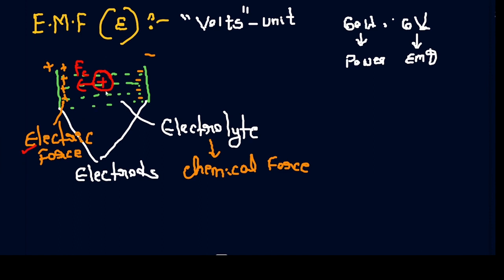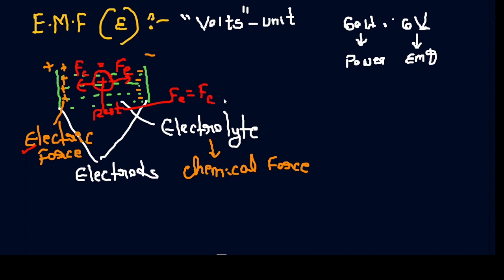So what does this electric force do? Simply, it opposes its motion. So this electric force acts in this direction. That is, chemical force and electric force have different directions. Now, when these two forces are equal, then this charge won't move, right? So it will be at rest, when Fe is equal to Fc.